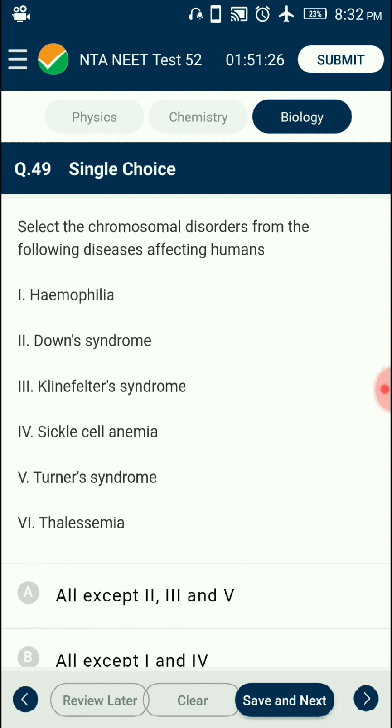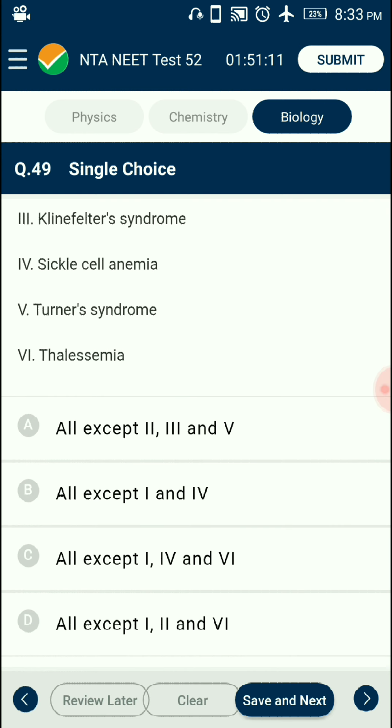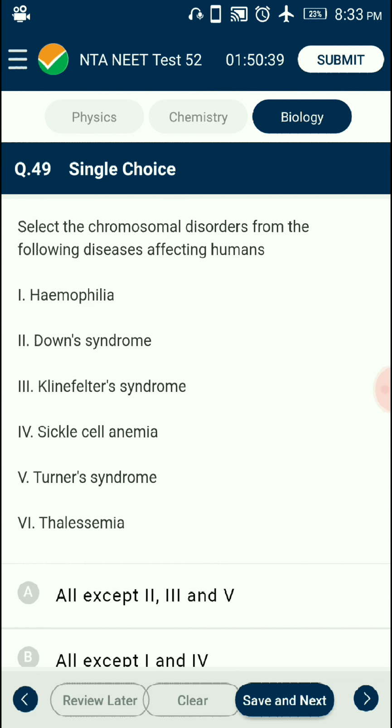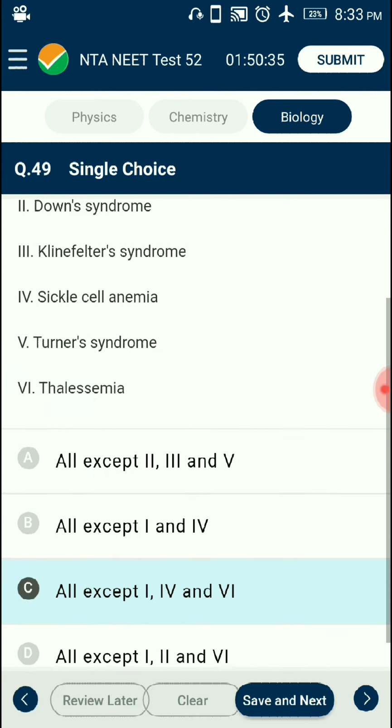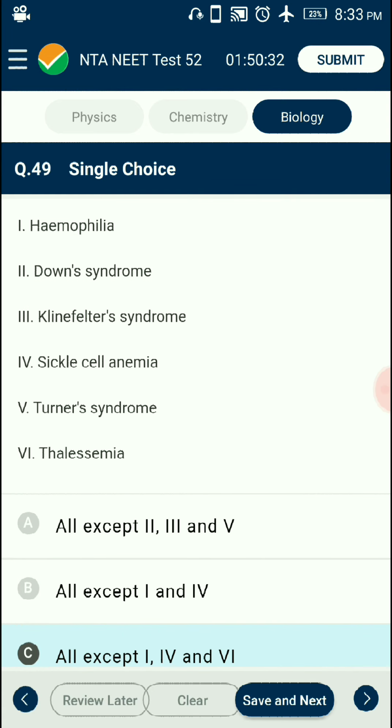Hemophilia, sickle cell anemia and thalassemia are disorders occurring due to change in a single gene of a chromosome rather than the whole chromosome undergoing change. These are also called Mendelian disorders as they generally follow Mendel's law of inheritance. So the answer for this question is option C. The chromosomal disorders are correct except the first one, fourth one and sixth one.